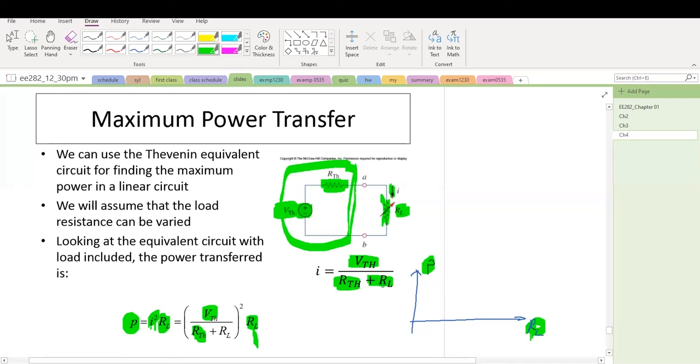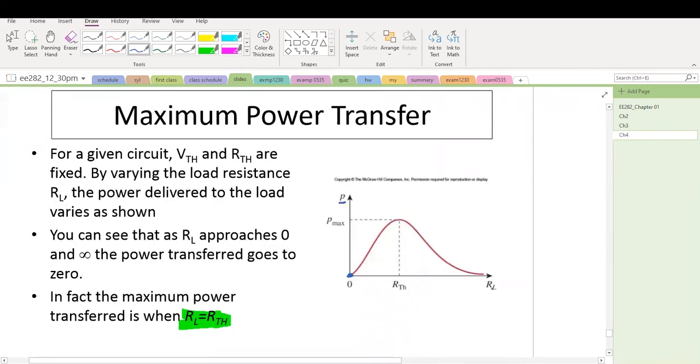Let's look at the curve of P with respect to RL. The x-axis is the value of RL, changing from 0 to infinity, and the y-axis is the power on RL. When RL equals 0, of course, the power will be equal to 0. Now when RL increases, the power increases until it reaches RTH. Then the power starts going down. When RL gets bigger and bigger and goes to infinity, the power goes to 0.